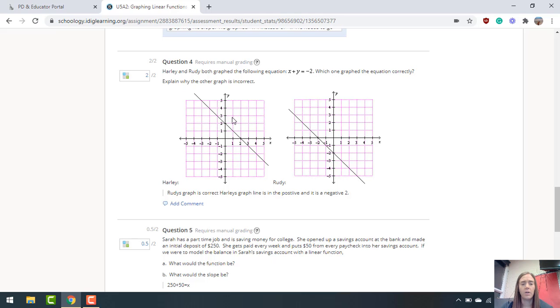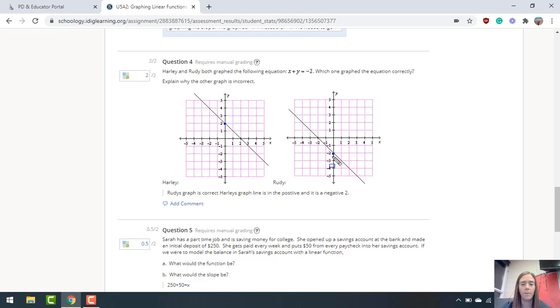Okay, so that means that I would start at -2 is where I would need to start. That's going to still be my y-intercept. Okay, so if you look at this graph, this person started at 2 right there. This one started at -2. So already this graph cannot be correct.